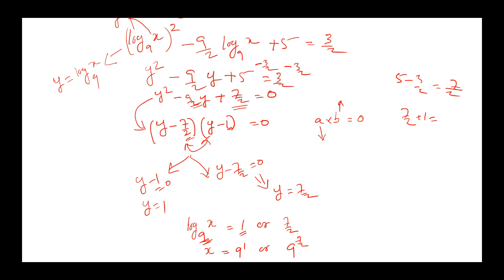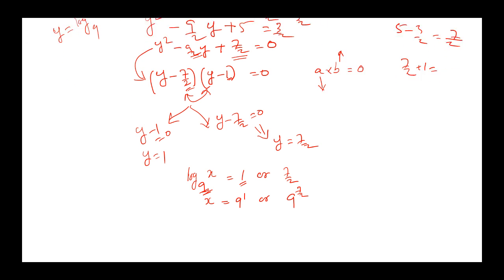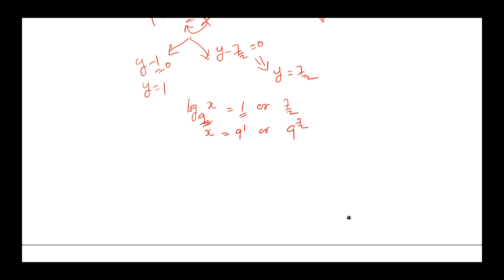Okay. Now 9 raised to 7 by 2 can be simplified because 9 raised to 1 by 2 is root of 9, that is 3. So you can write (9 raised to 1 by 2) raised to 7, and 9 raised to 1 by 2 is root of 9, that is 3. Then this can be written as 3 raised to 7. So x is 9 or 3 raised to 7. So this is the answer. Either one of these two numbers satisfies the given expression.